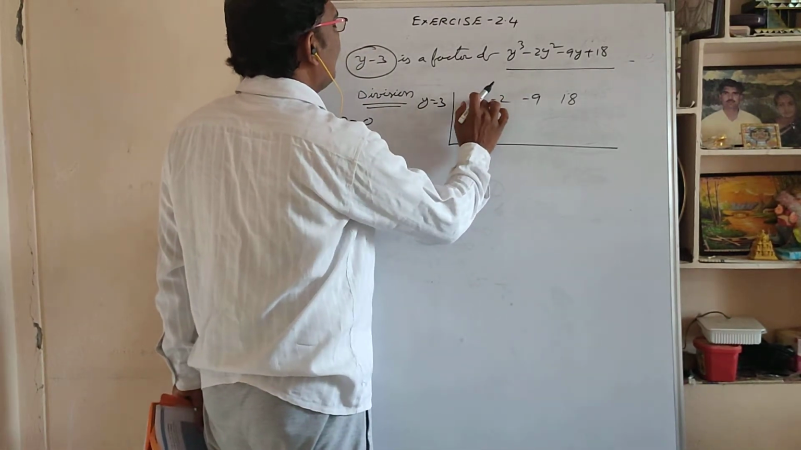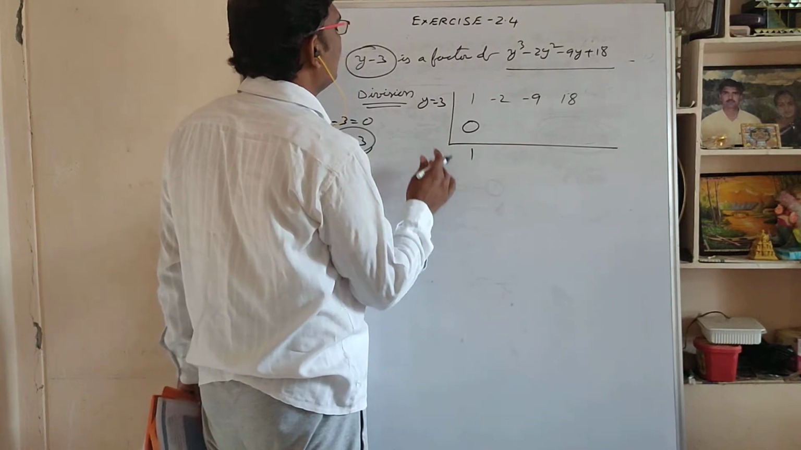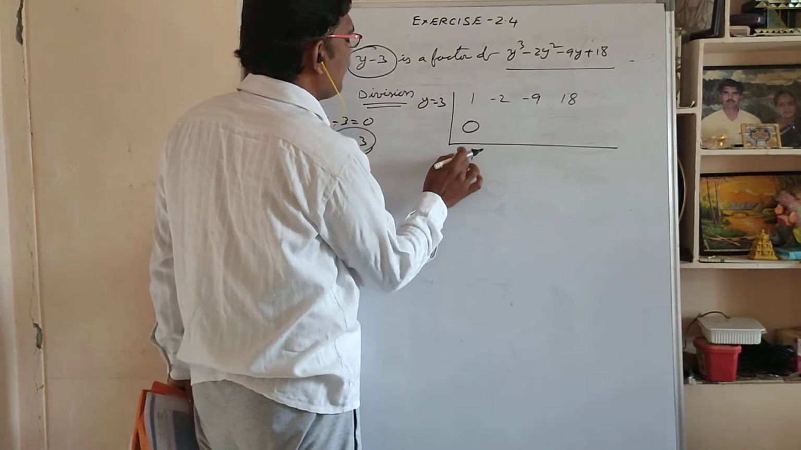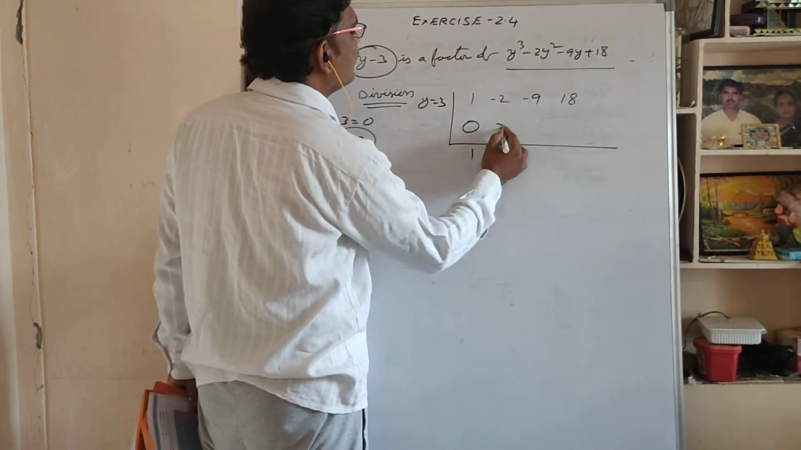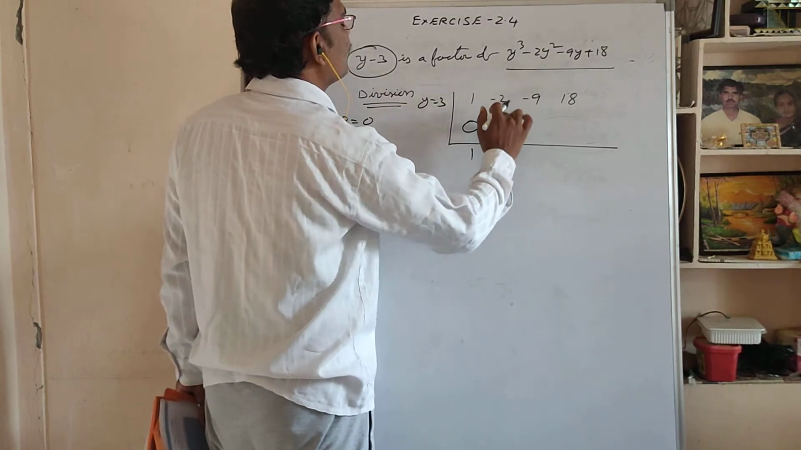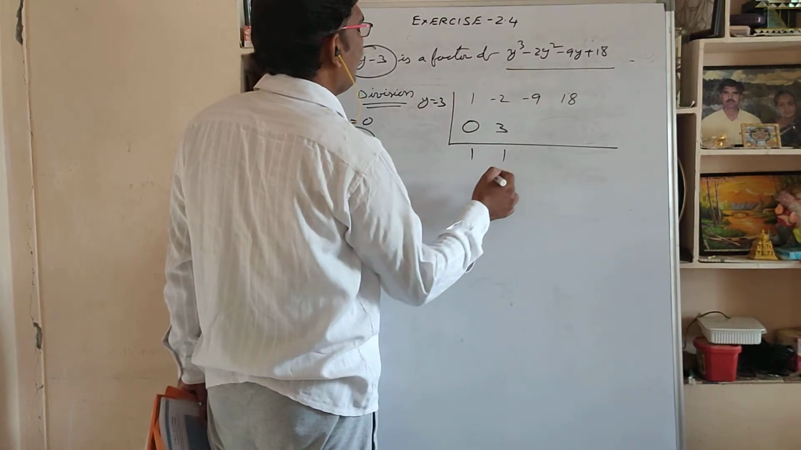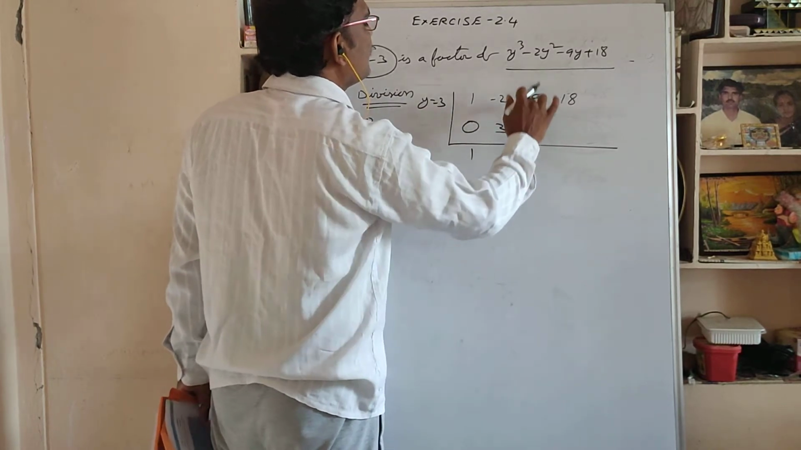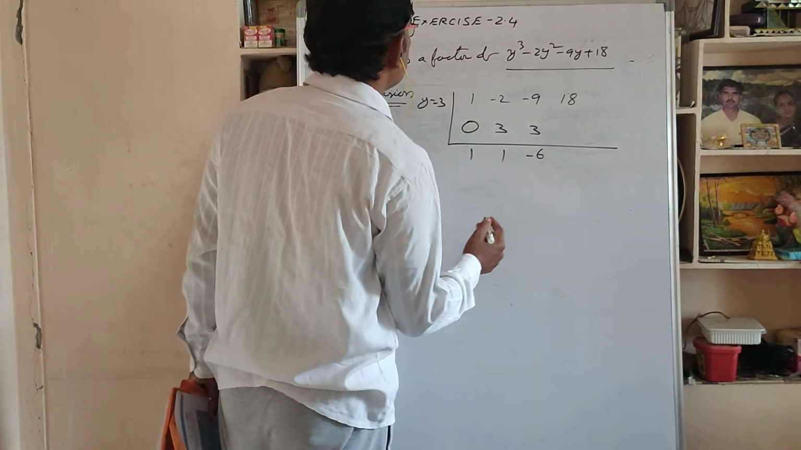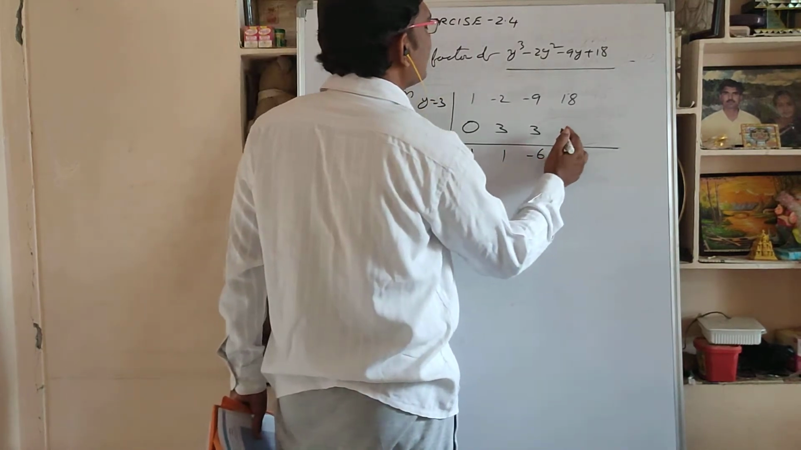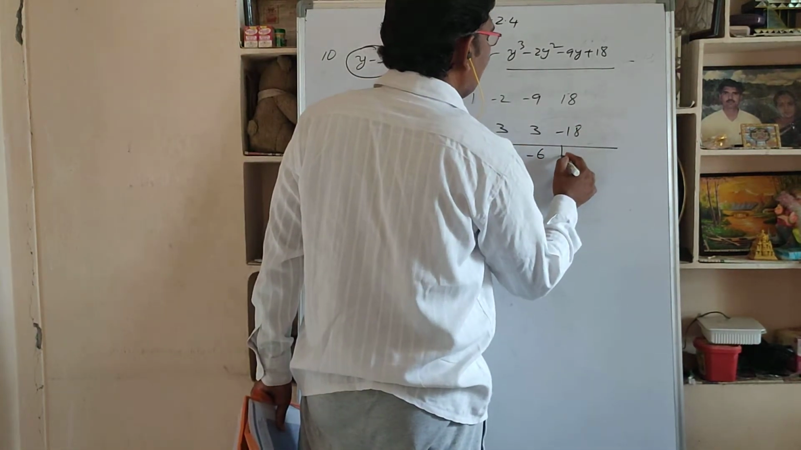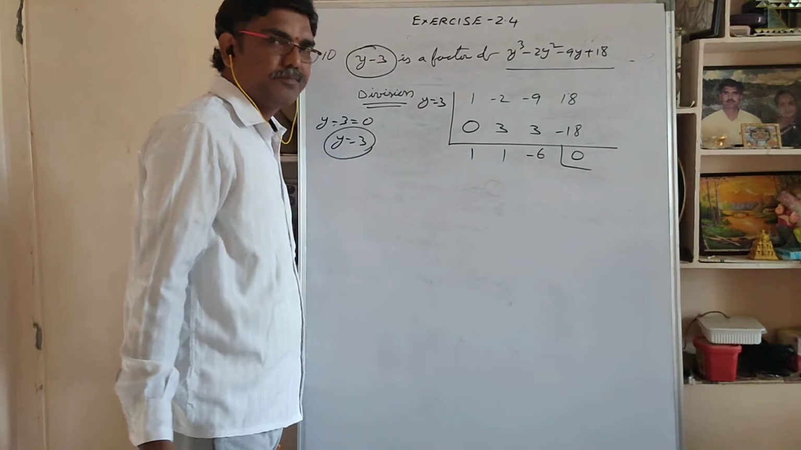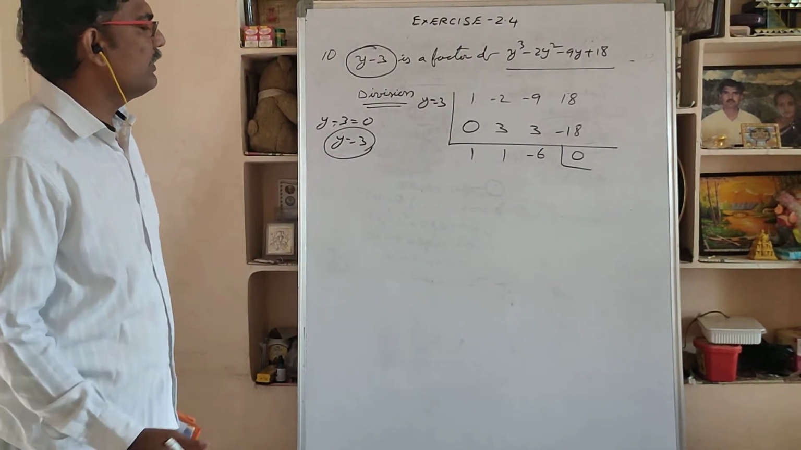These two add it. 1 plus 0 how much here? 1. This 3 multiply with 1. 3 ones are 3. Again add these two. 3 plus minus 2. 1 only. 3 ones are 3. These two if you add you are getting minus 6. 3 into minus 6. Minus 18. Last you got 0. So it is division method.